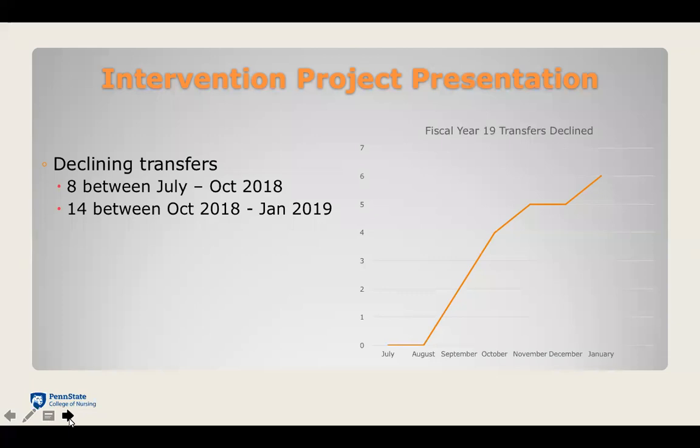When we were investigating the significance of the problem and just how large the impact was, we recognized that we were declining many patient transfers. So since the beginning of fiscal year 19, 22 transfers were declined. And as you can see, the number increased each month throughout the fall and winter months.